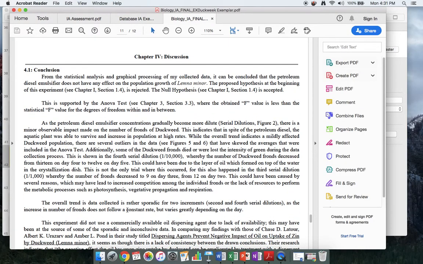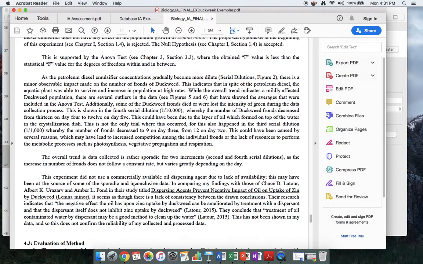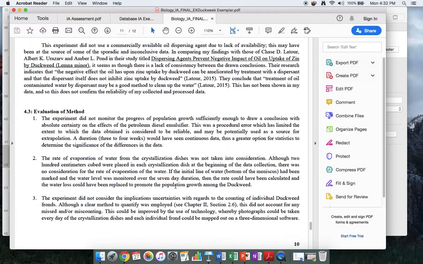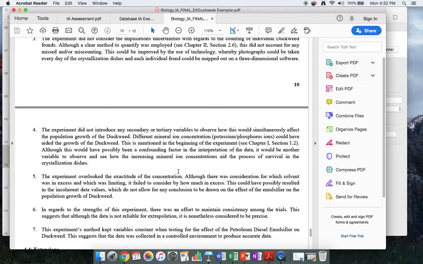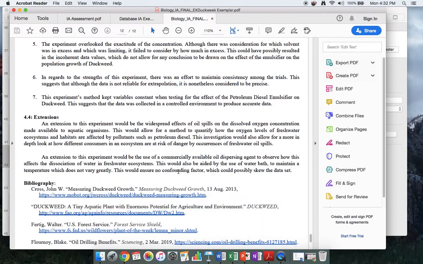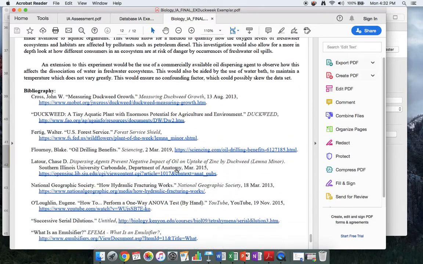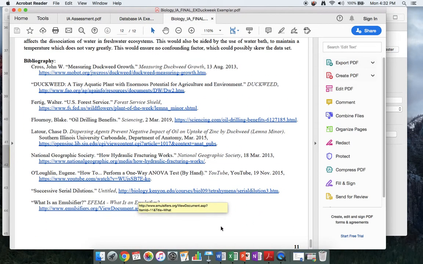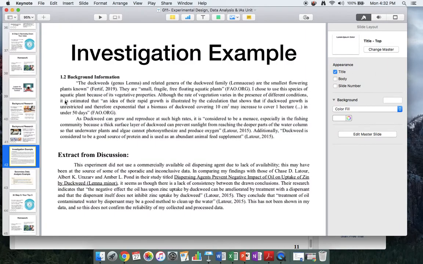in the discussion, okay, so we have them citing sources about comparing their data with another experiment. And when they're evaluating their method, they're also talking about what worked and didn't work and why, and what that means by comparing it as well. Looking at extensions, and then citing all their sources at the end. Notice there's not a ton of sources, but they're really specific and high quality sources that fit. Okay, so that's the experimental one.